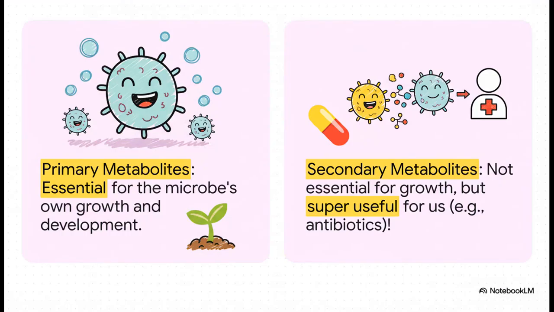To get this, you first need to understand that microbes make two kinds of products. Think of it like this. Primary metabolites are like the microbe's daily dal, roti, and sabzi. The basic food it needs to grow and live. They're essential for its own survival. But then you have the secondary metabolites. Now these are the special goodies. They aren't really essential for the microbe's own growth, but man, are they useful for us. Things like antibiotics, they're all secondary metabolites.